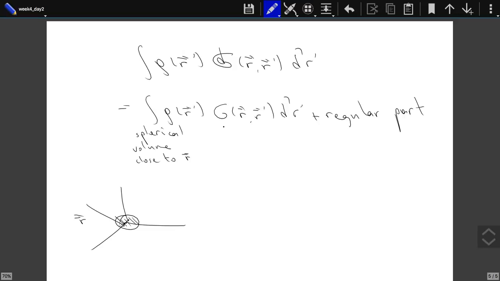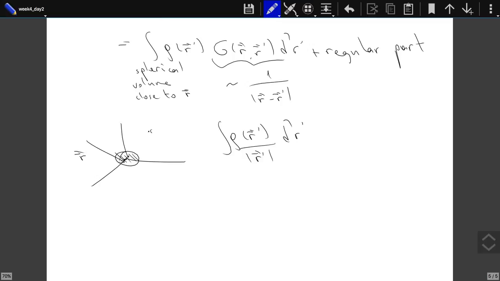Now, very close to that region, the Green's function is nothing but 1 over |r minus r prime|. Or let's just shift our origin to r. So the integral behaves like the integral of rho of r prime over r prime, d cubed r prime. If you look at this integral, we have shifted origin to r. It's 4 pi, well, the angular part, separated out, times the integral of r prime squared divided by r prime times rho of r prime, dr prime.